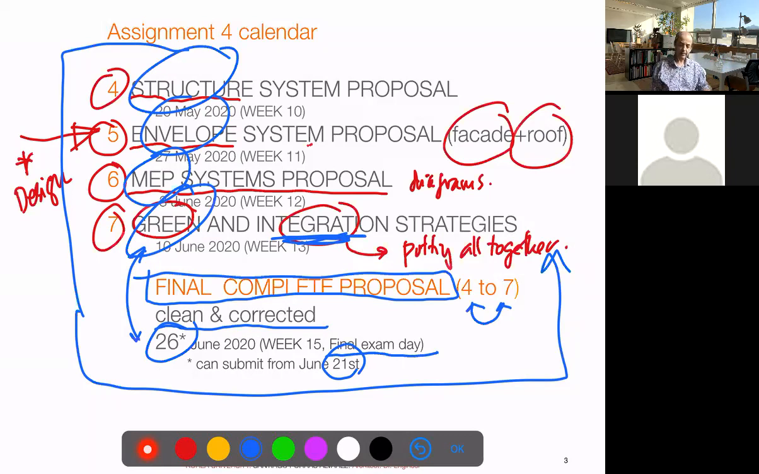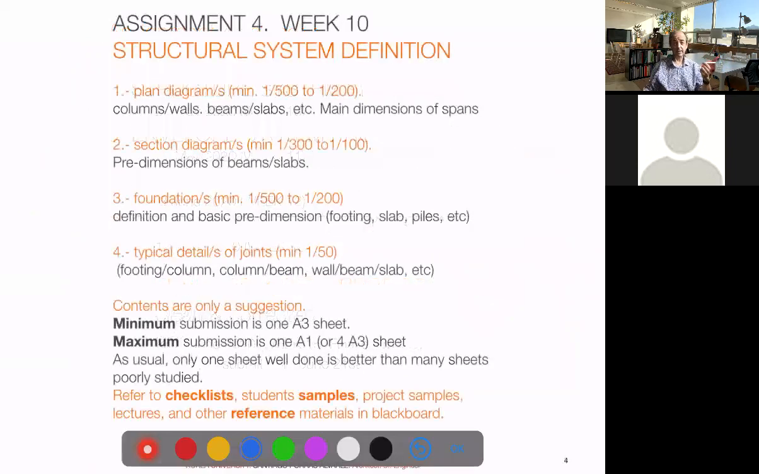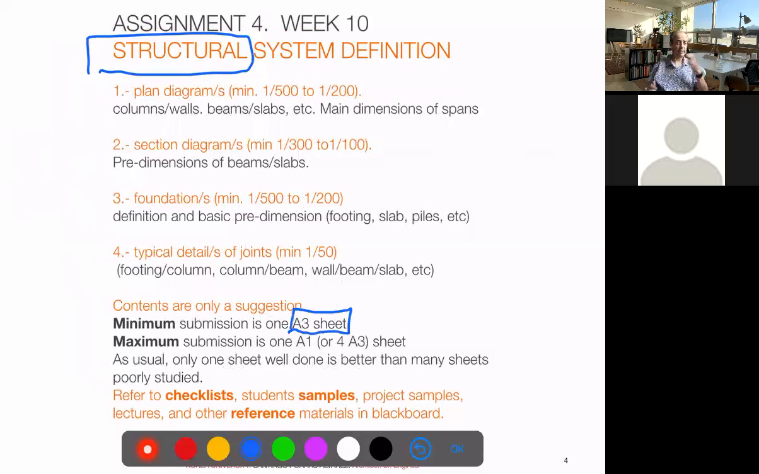For structure, you have the basic requirements, which is no more than one A3 sheet, which I think is the minimum to describe a basic diagram and a few details. And of course, if you want to do more, I will limit it so you summarize and don't overwork: one A1 or 4 A3, which is the same. I think it's more than enough to have a basic idea description of how your project works in terms of structure. What should you do?